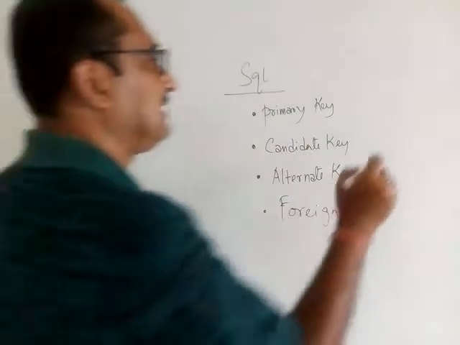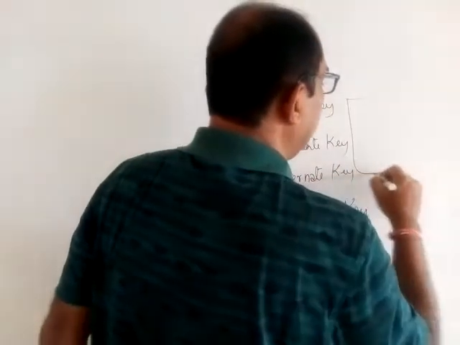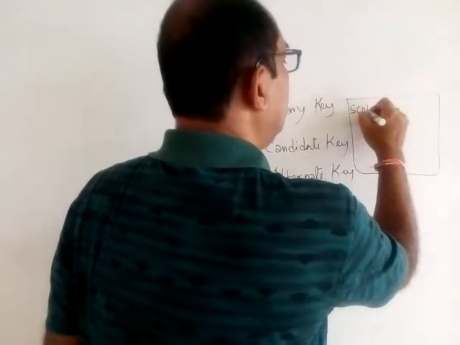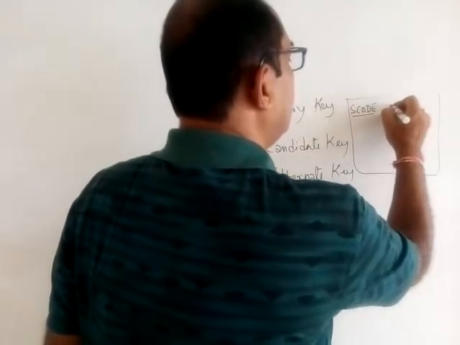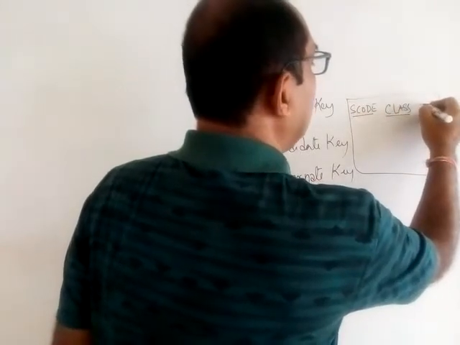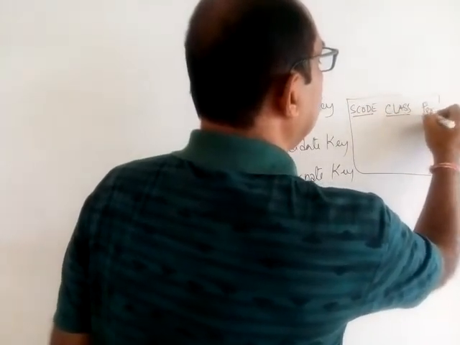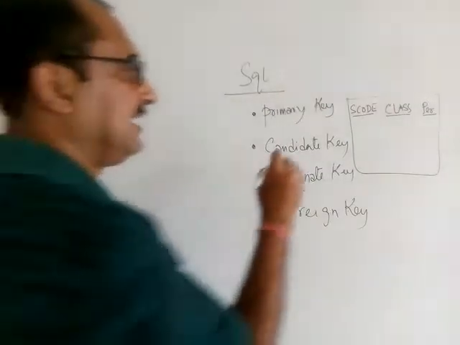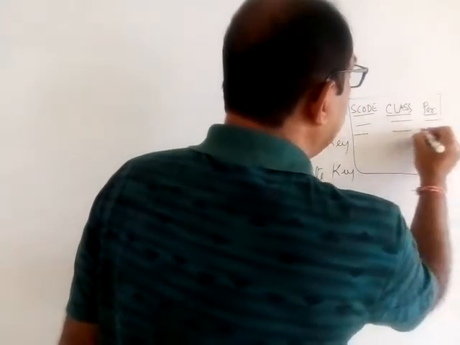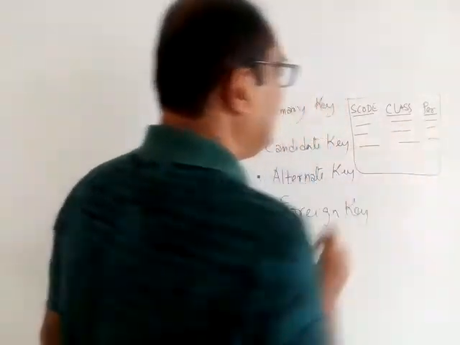Now, to understand, let us make a small table. In the table, say I took student code, I took class, which class the student studies, and say I took his percentage. So these 3 are fields, and under them are records. This is my first record of the table, second record, third record.